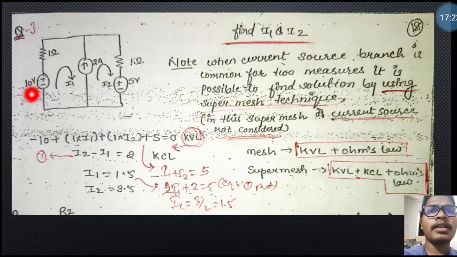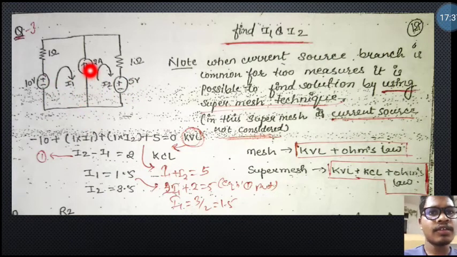See, there is a 10 volt source with 1 ohm resistance connected in series, and a 5 volt source with 1 ohm resistance connected in series, and in between the two voltage sources, one current source is there, that is 2 ampere. Please note that when a current source branch is common to two meshes, it is possible to find the solution by using the Supermesh technique. So there is a current source, that's why we use the Supermesh technique.